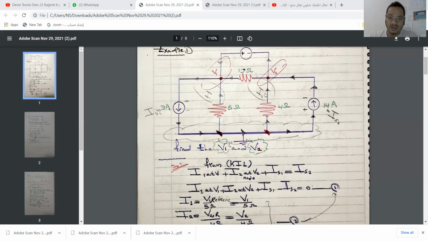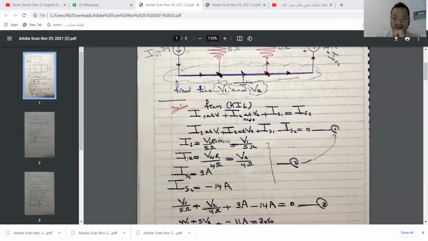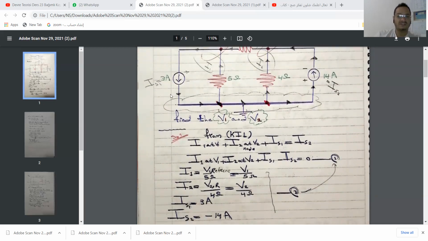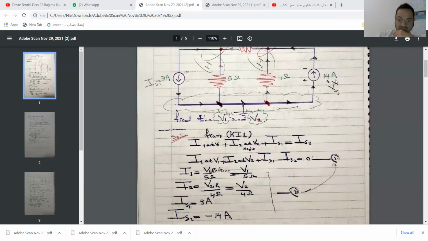I1 plus I2 plus IS1, or you can say IS1 plus I1 plus I2 equals IS2. We can move all of them to one side to make the result equal 0. After that, by using Ohm's law, I equals V divided by resistance, so I1 equals V1 over 5, plus V2 over 4, and IS1, as the author gave us, equals 3 ampere, IS2 equals 14 ampere.